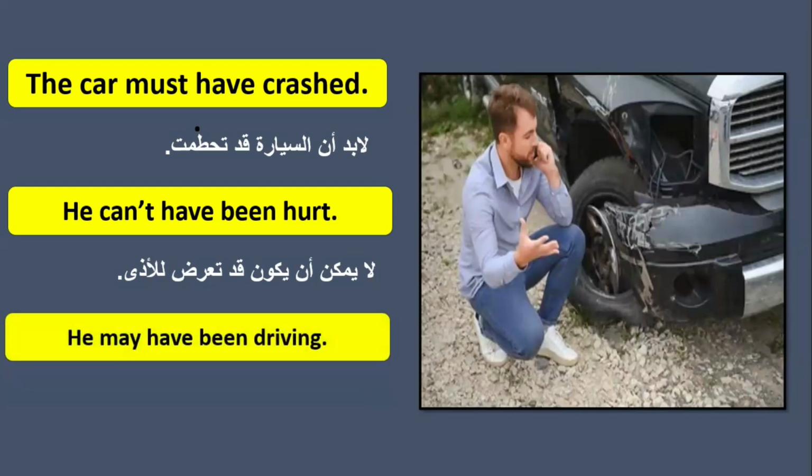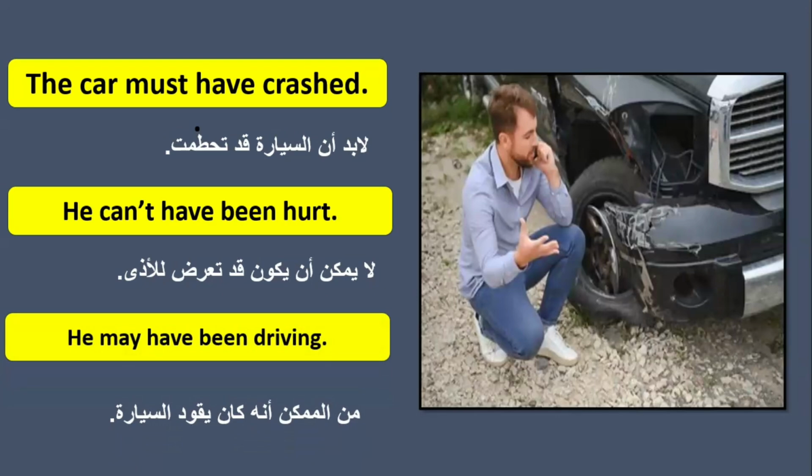He may have been driving. Now this one I'm not sure. He was probably driving, or it's also possible that someone else was driving. So I can say he may have been driving. من الممكن أنه كان يقود السيارة، ومن الممكن أن يكون أي شخص آخر كان يقود السيارة. So if I'm not sure, I would use may or might or could.